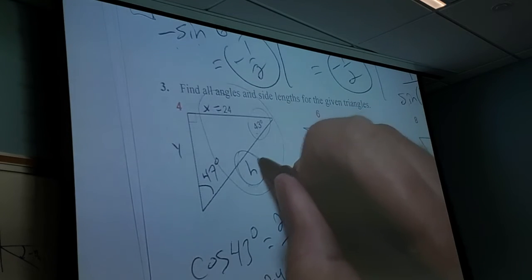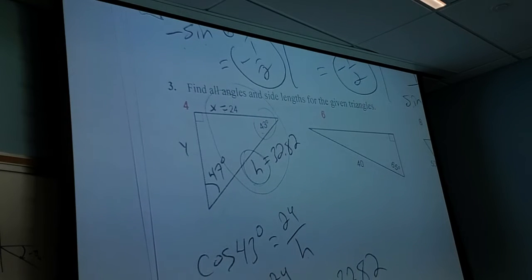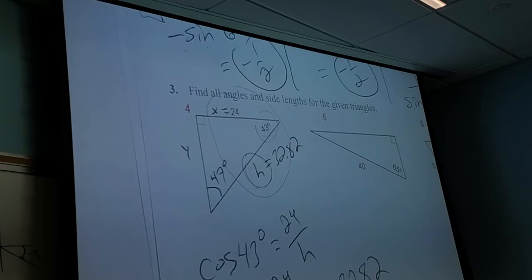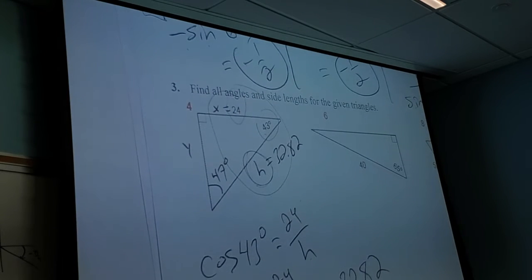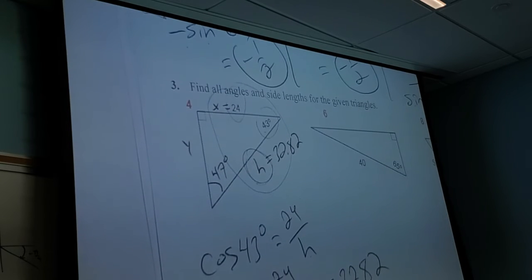Now, what makes sense about that so far? Let me see if you guys are cool with this. If I got 21 for that, how do I know I'm wrong? Yeah, it can't be smaller than any other side. It's got to be the biggest side, right? So at least check that. At least make sure you're on the right track.